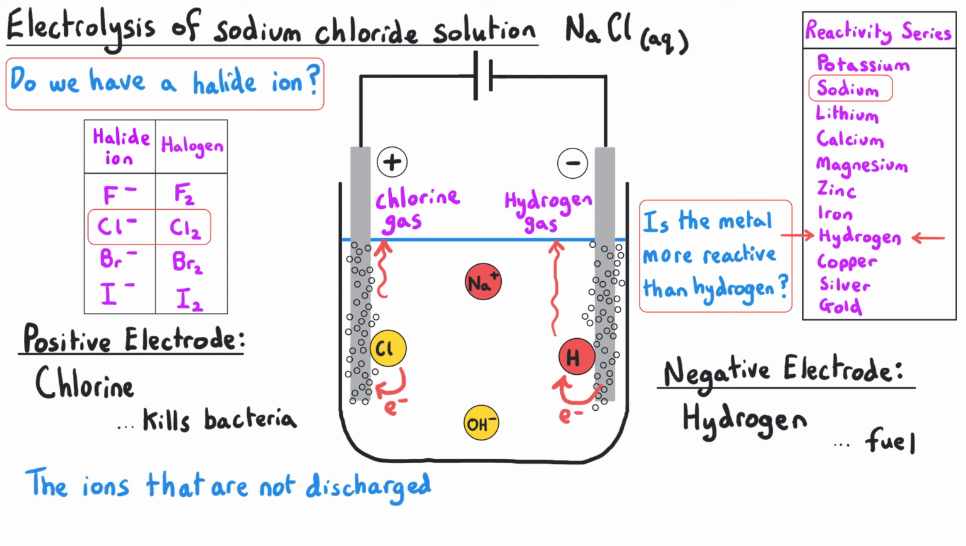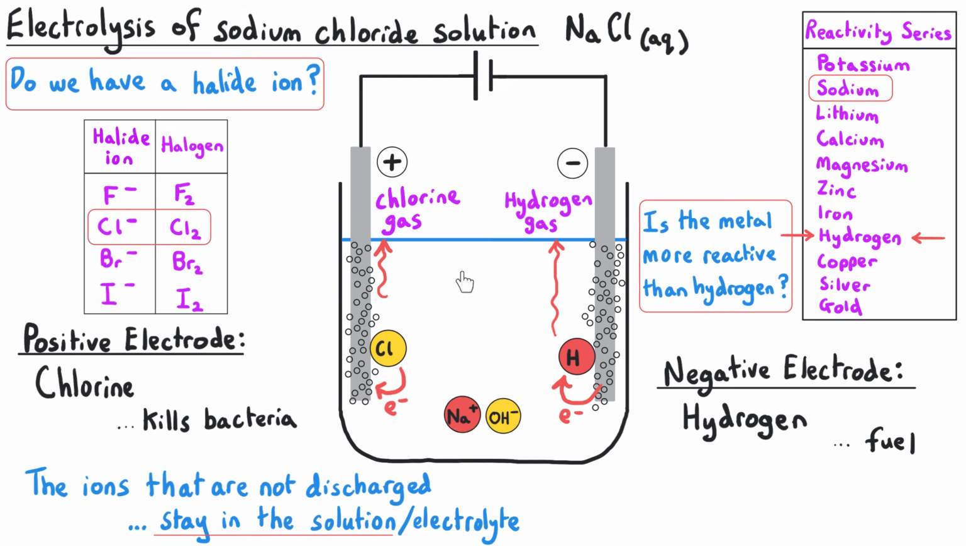And then the ions that are not discharged at the electrodes remain in the solution, in the electrolyte. And in this case, it was the sodium ion that didn't move to the negative electrode and the hydroxide that didn't move to the positive. And so the substance in the electrolyte is sodium hydroxide, which we can use to make bleach and other cleaning products.